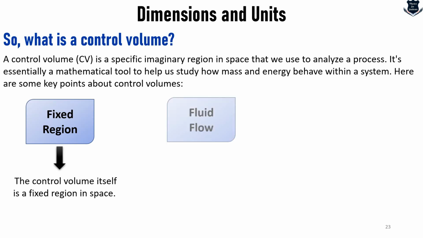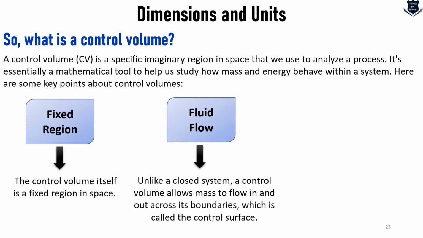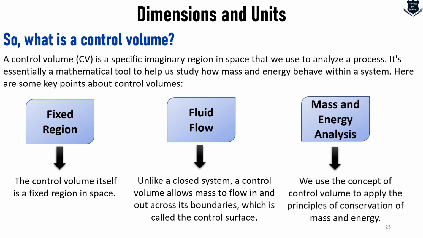It has a fixed region. Number two, there is fluid flow. A control volume allows mass to flow in and across its boundaries, which is called the control surface, and we use this concept to understand the principle of conservation of mass and energy. The mass and energy analysis and so on are carried out over here. So this is basically the foundation.